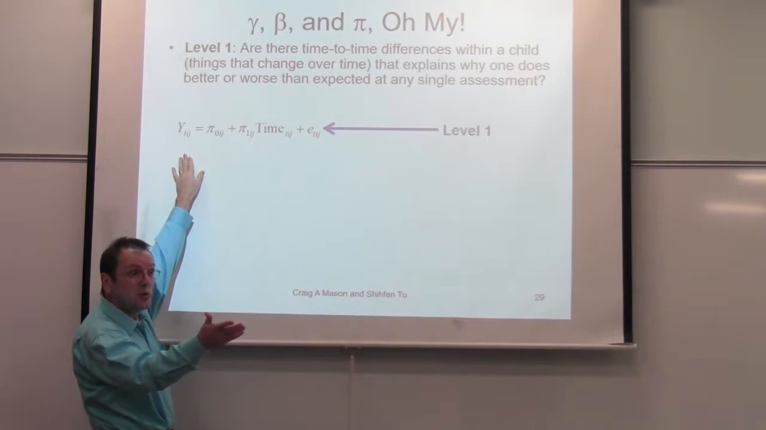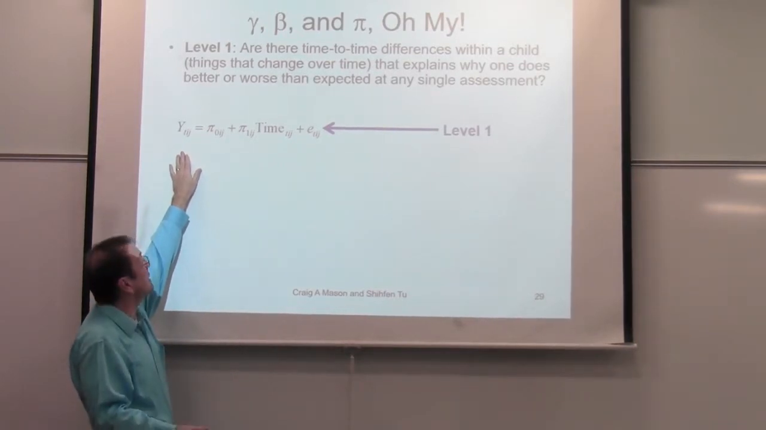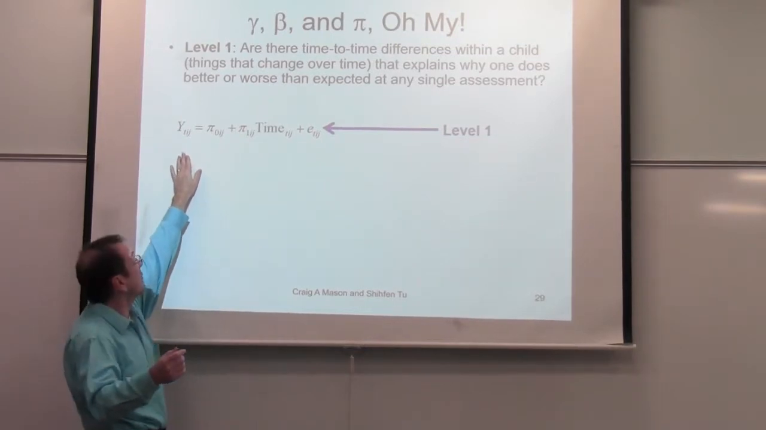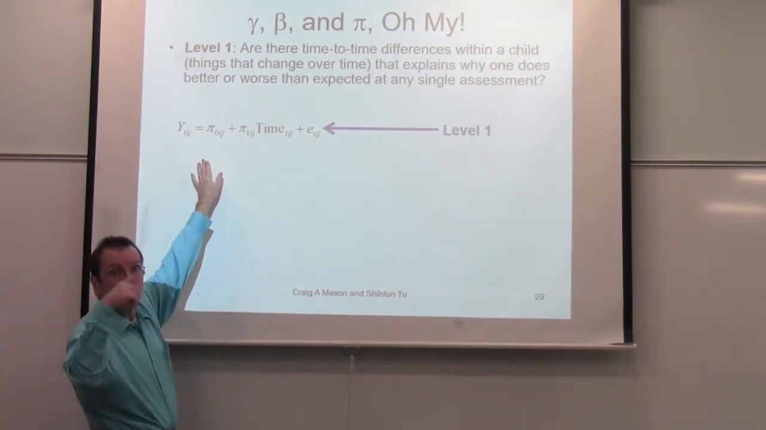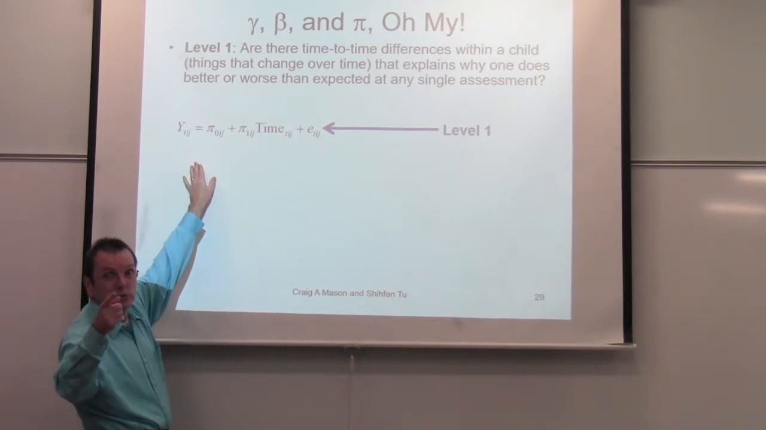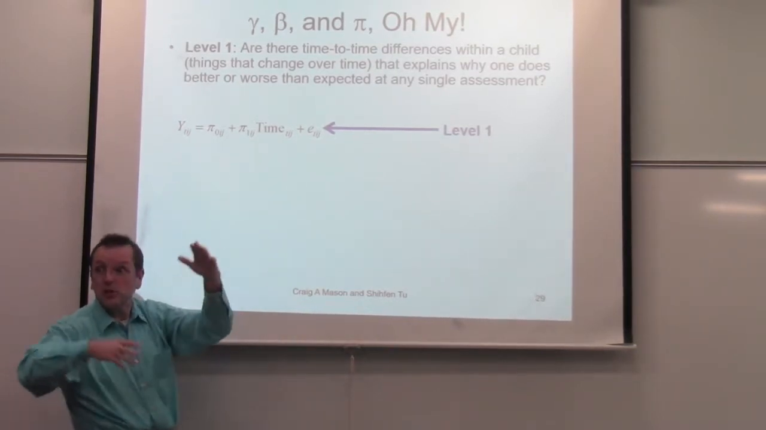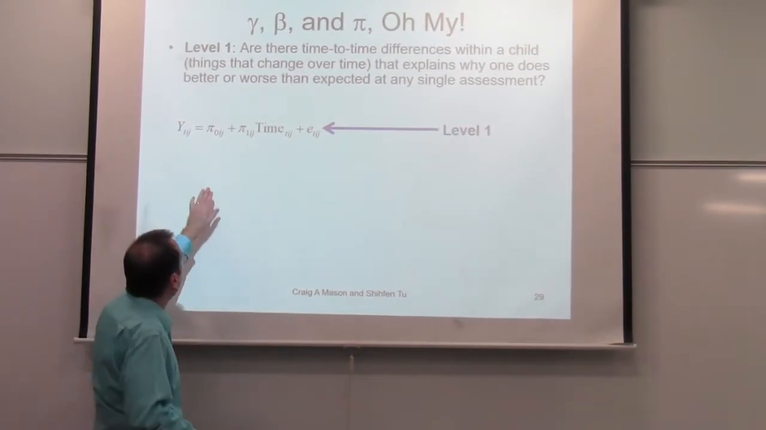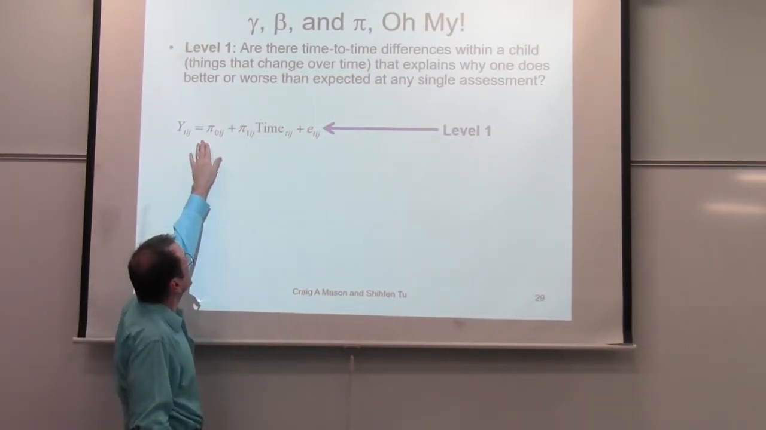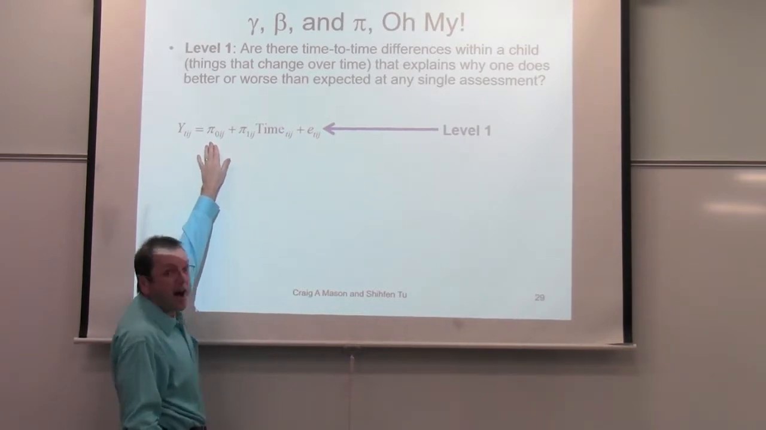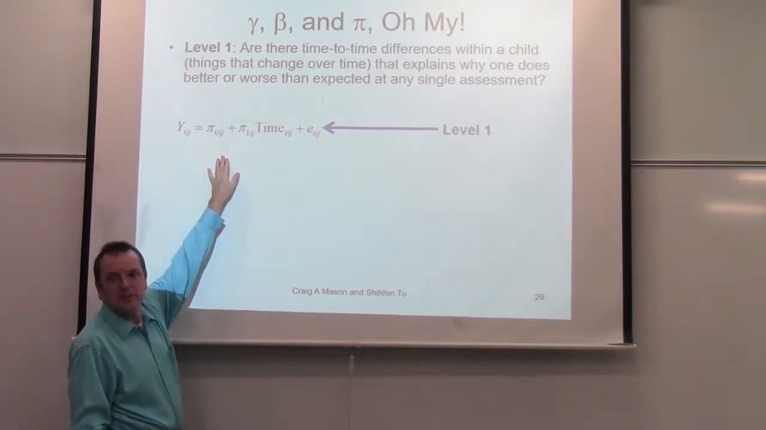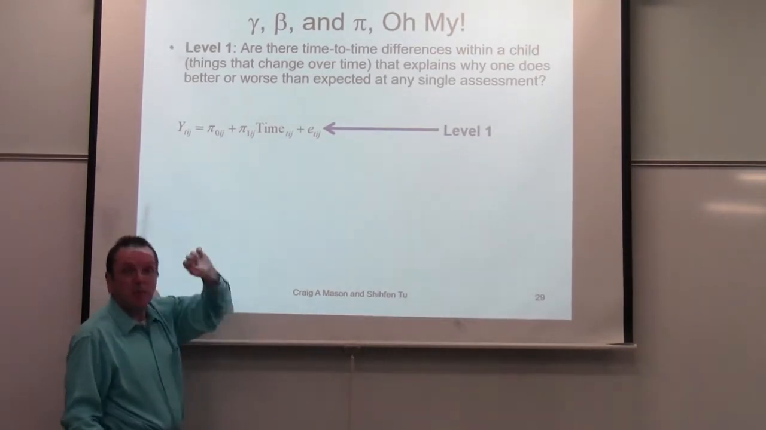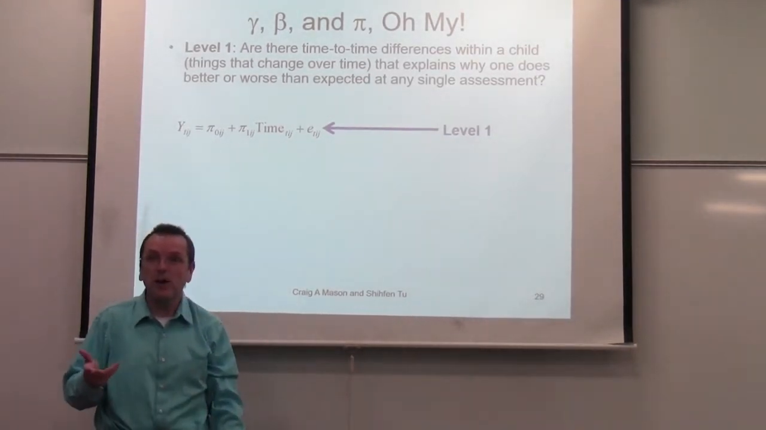It's the score at time t, 1, 2, 3, 4, 5, 6, for child i, which can go 1 to 20, right? There are 20 kids in each school. At school j, which is 1 to 25, because we have 25 different schools. And that's based on a model that is pi 0ij. Now remember, pi is just, think of it as a regression coefficient.